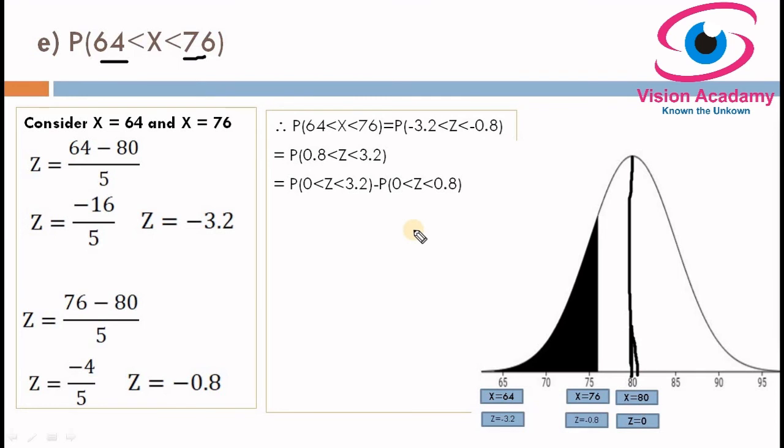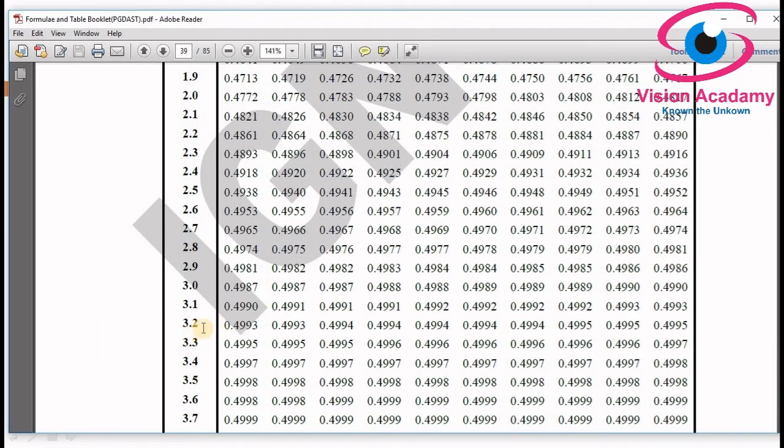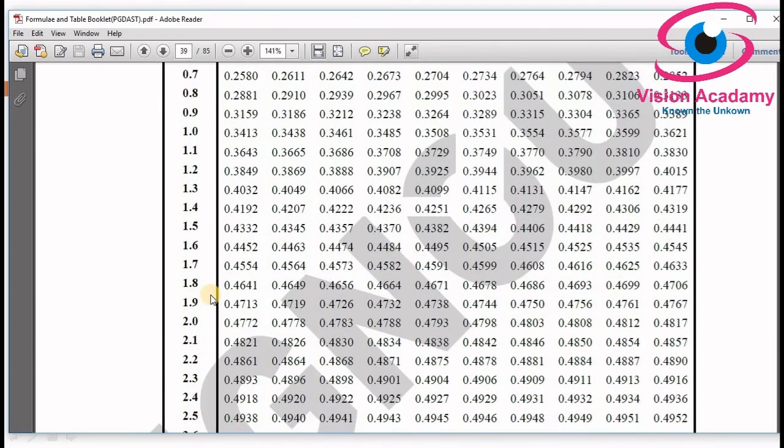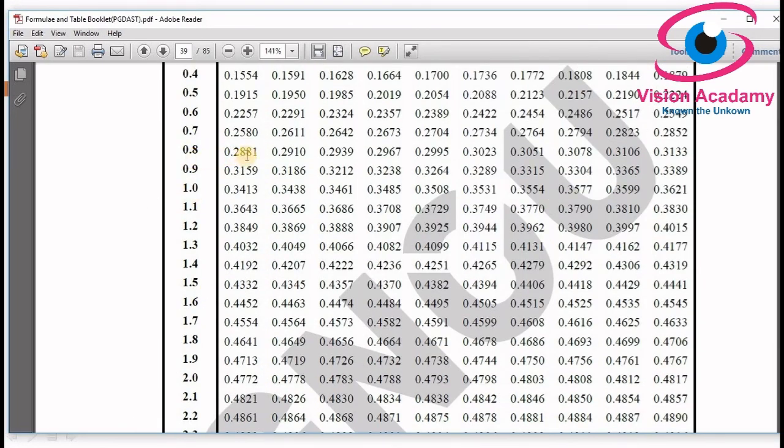So we have to subtract one from another, or else we can also calculate each value individually by subtracting from 0.5 the z table value of 3.2 and 0.5 the z table value of 0.8. Later both remaining values we can add together, whereas here I will directly subtract the values for 3.2 and 0.8. For that let us see the z table. Our first value is 3.2. For 3.2 we have 0.4993, and for 0.8 we have 0.2881.